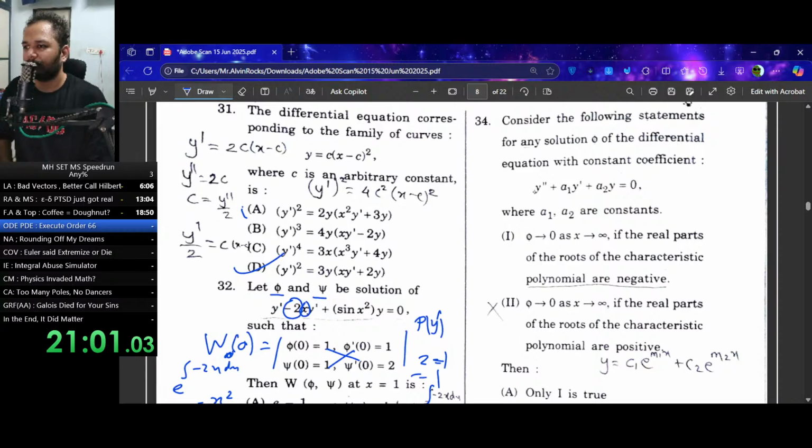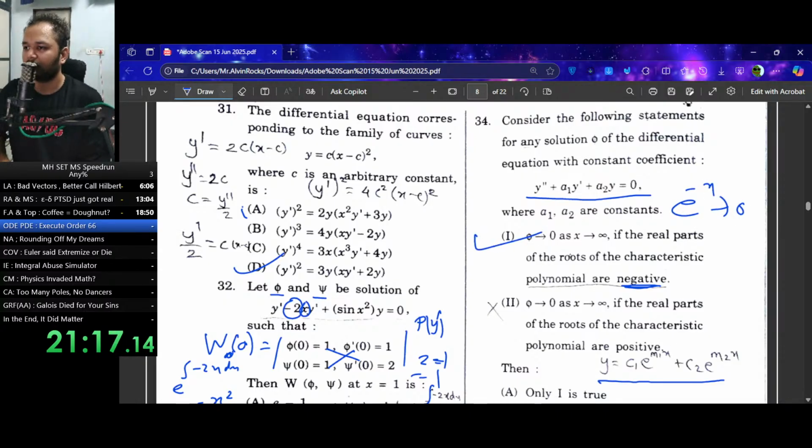Basically, let's say you have a solution for this, which is going to be y = c1 e^(m1 x) + c2 e^(m2 x). If the real parts of the characteristic roots are negative, then exponential minus x will tend to 0, so therefore this is correct. As x tends to infinity, this will tend to 0. But if the roots are positive, then e to the x tends to infinity as x tends to infinity, so therefore this is false.